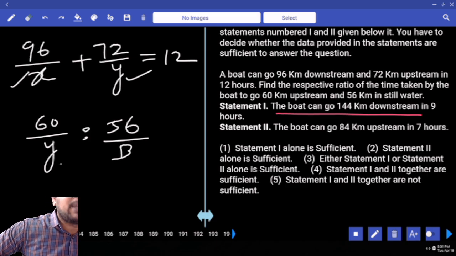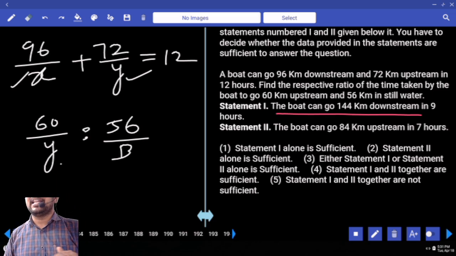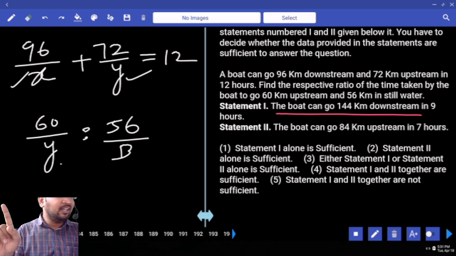B is nothing but the speed of the boat. X is nothing but downstream, and Y is nothing but upstream. Are you clear? Statement 1 alone is sufficient to say the answer, but it's not possible to pick the option immediately. You have to check the second statement also. So forget about the first statement now, and check only the second statement.